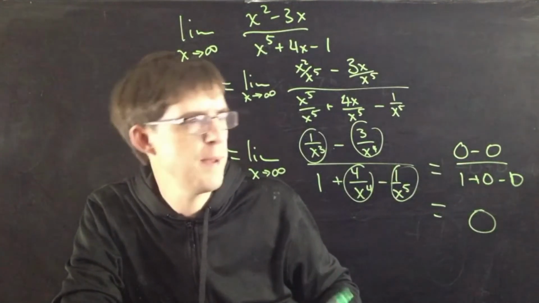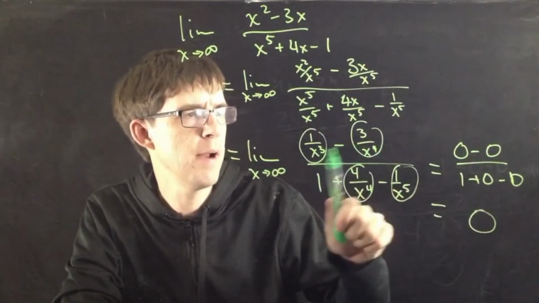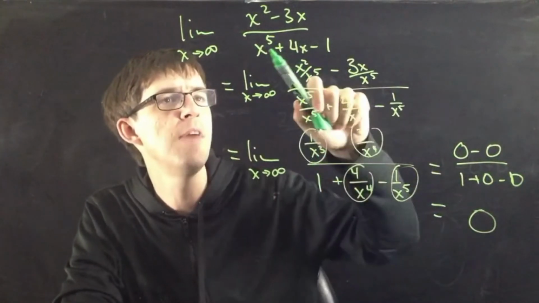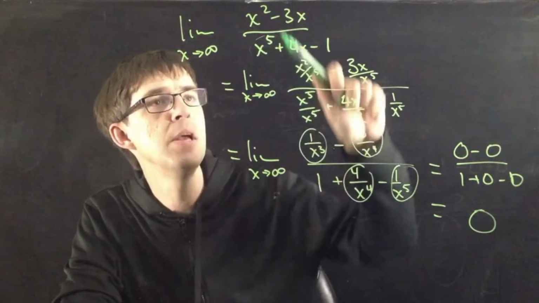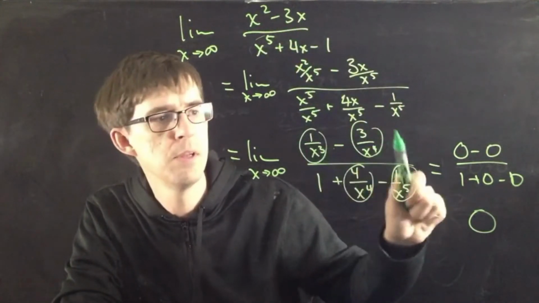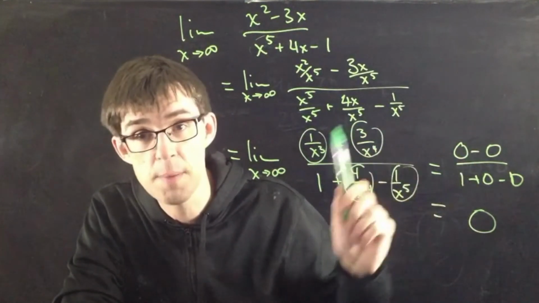Did anything else matter? Really, all that mattered is the numerator. Both parts of the numerator ended up becoming 0. And the reason that happened is because when I divided out by this power, this x to the 5 was a bigger power than anything up here, and so it caused everything in the top to have these denominators in them, which caused everything in the top to become 0.